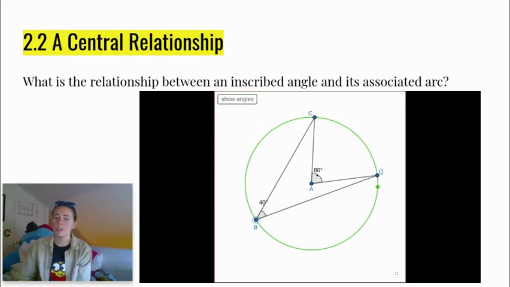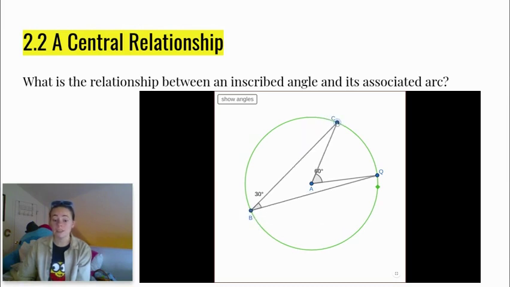Now that could be a coincidence, kind of like my voice is randomly higher today, but watch as the angle moves around the circle. No matter where the angle is placed, as long as it has the same associated arc, the measure stays the same. We can try the same thing with a different size arc, and the relationship still holds true.